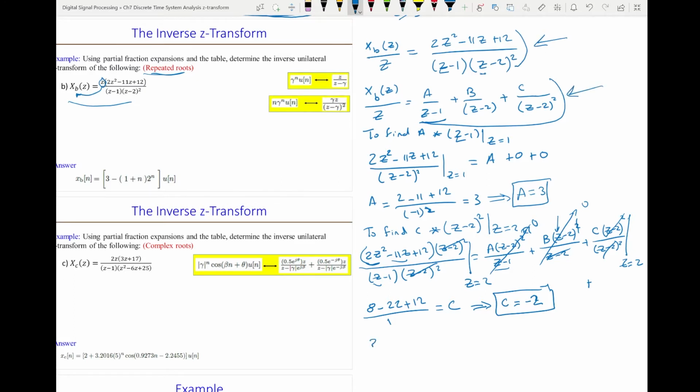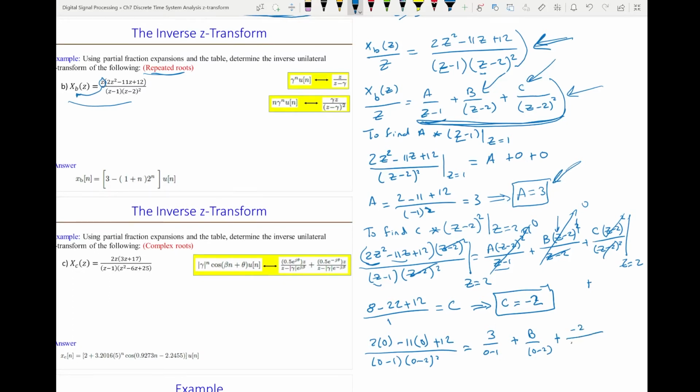Okay, so 2 times 0 squared minus 11 times 0 plus 12. So I'm plugging for z 0 here. Equal. Now I have to plug for z 0 here. So that will be a over, and a, I know its value, it's 3. So let's replace it by its value. Plus, now I plug for z 0 here, b over, plus, now this term, c I already know it's minus 2, and plug for z 0, that will be 0 minus 2 squared.